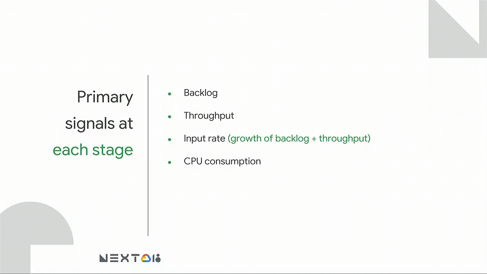The first one is backlog. Is there data coming in? If data is coming in faster than we can process it, then the data is going to start piling up and form a backlog. So if this backlog is high, and especially if this backlog keeps growing, that's a sign that we don't have enough workers, and we need to auto-scale up.